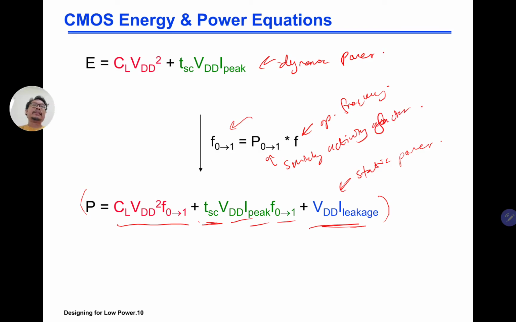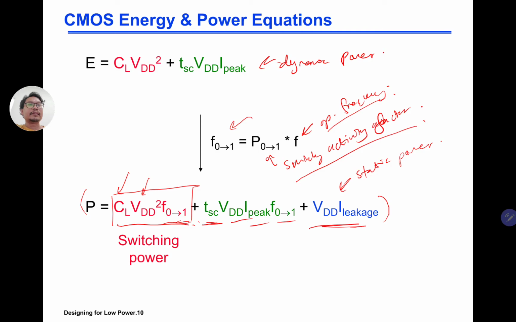Okay, so basically for the first part here, you can say that is CL. So CL is your load capacitance. We've seen this many times. VDD is your supply, and your F01 consists of two parts, which is the switching activity factor. So the probability that that is switching from 0 to 1, for that particular gate, and then the operating frequency. How frequent the values can change from 0 to 1.